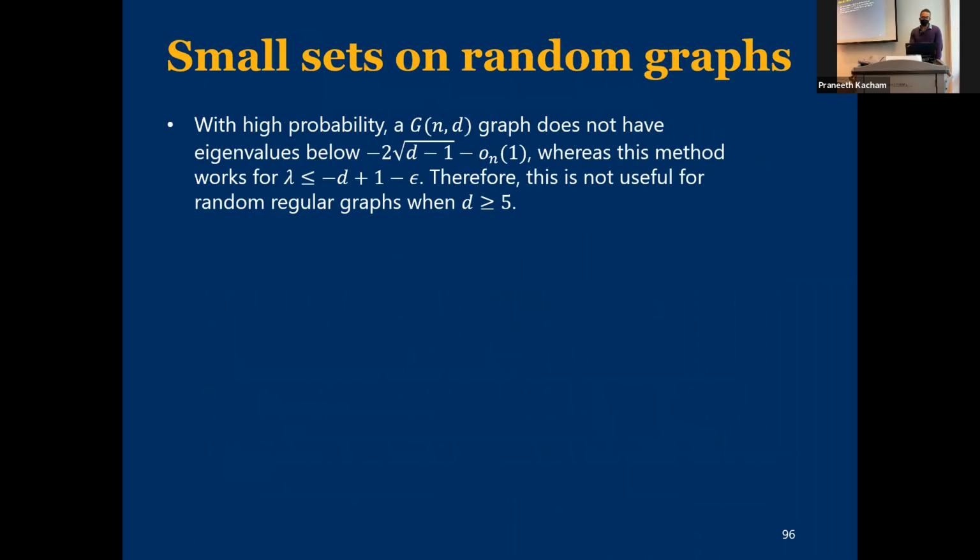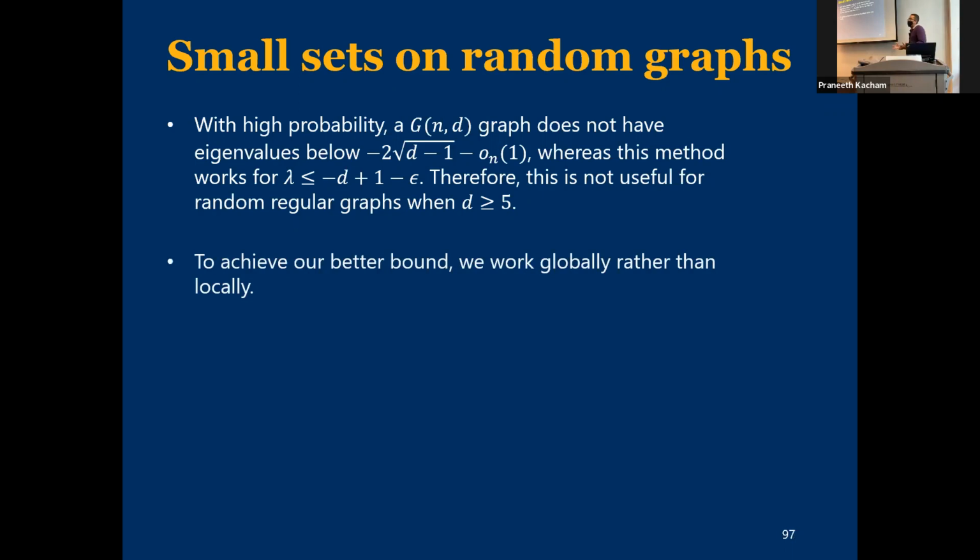But as Ryan mentioned, this doesn't really help, because the eigenvalue is too small. So this doesn't give anything when d is greater than or equal to 5, just because of the spectral radius of a random regular graph outside of the trivial eigenvector. So to achieve a better bound than what we just did, we have to work globally. We can't do this local analysis.